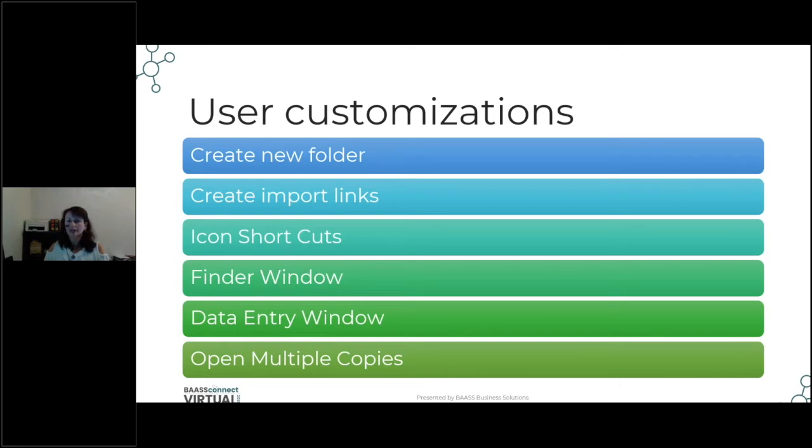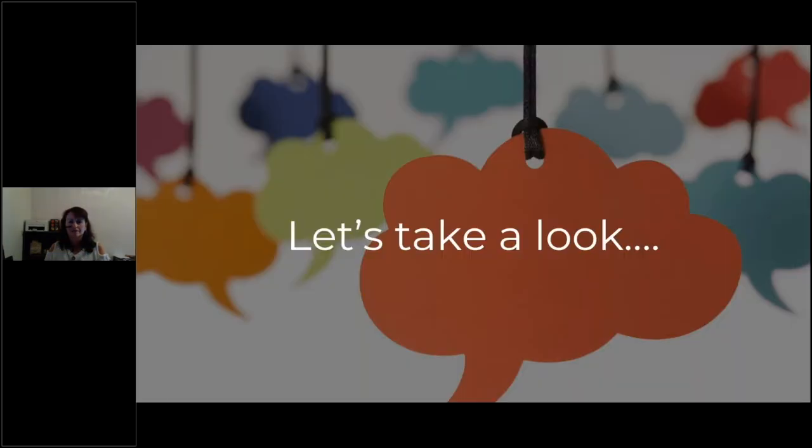You can take your Finder windows and customize what's viewed in your Finder window for easy lookup or easy analytics. Your data entry window can be modified so that you have fewer fields to populate. And of course, you can have some icons where you can have multiple copies open for either data entry or lookup purposes. So let's log into Sage and take a look.